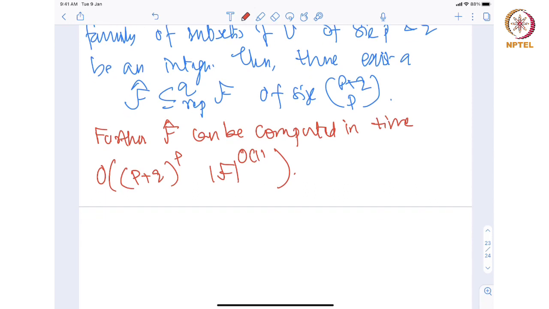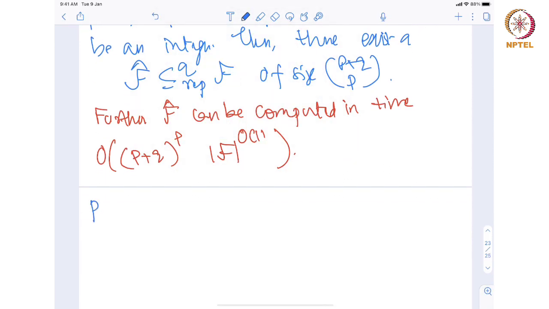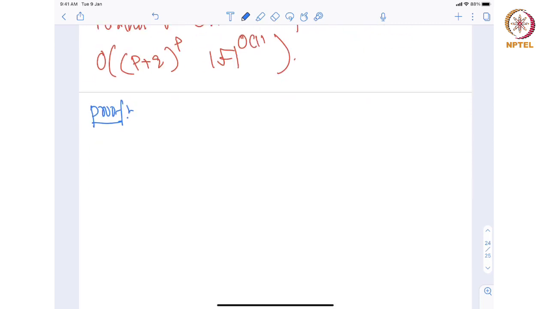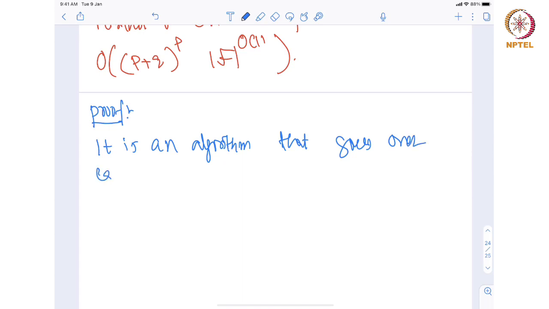So let's try to give a proof for this. I'm going to design an algorithm which will do this job for us. So the algorithm is very simple. It is an algorithm that goes over each set in F, and if it is redundant, then it removes it.